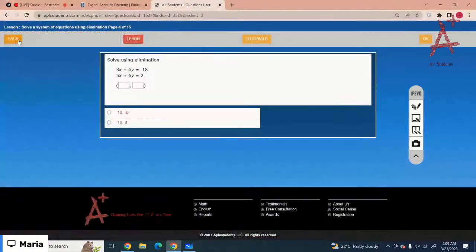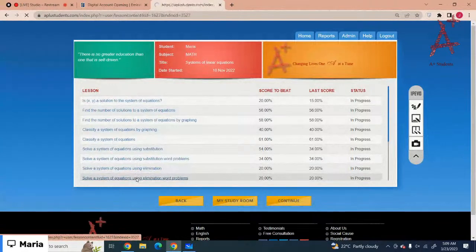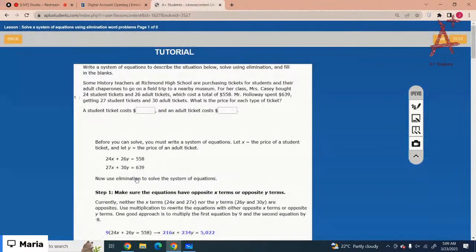Okay, you can complete the rest by yourself later today. Let me move on to the next lesson. Okay, the next one is solving a system of equations using elimination, word problems. So let's start with the next lesson.